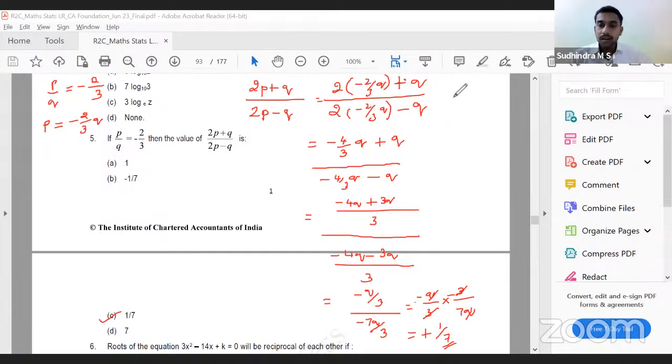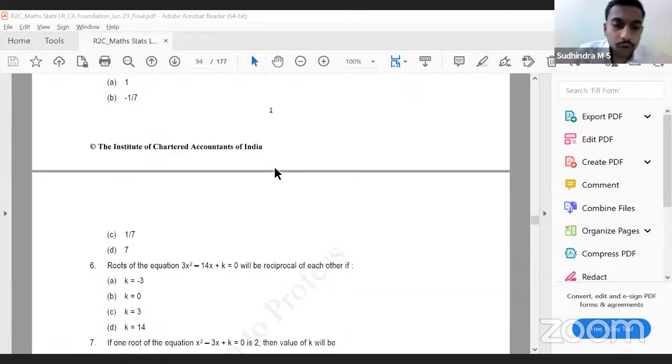Next question, an easy one. Roots of the equation 3x square minus 40x plus k equals 0 will be reciprocal of each other if k is equal to 3. Yes, one of the properties that we discussed: if the roots are reciprocal, then c is equal to a. Here c is k, a is 3. If both should be equal, then k should be equal to 3. So option C is the answer.